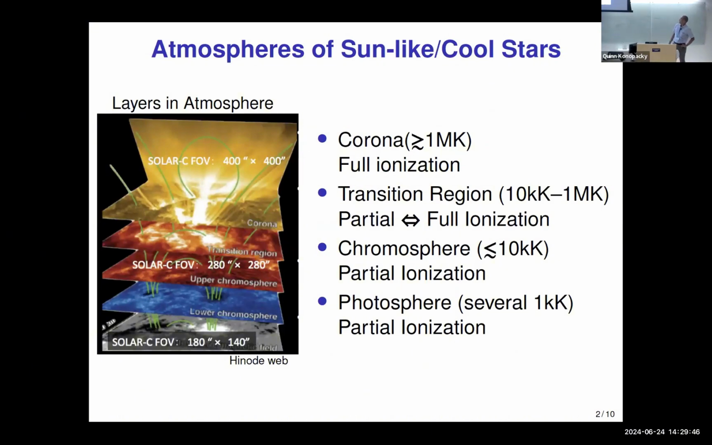On your right, I'm showing a schematic picture of the multi-layer structure of the sun. These structures are probably similar to stars or clusters with a surface convective layer. From the bottom, the layers are the photosphere, chromosphere, transition region, and corona. Here I'd like to stress that the lower atmospheres are partially or weakly ionized.